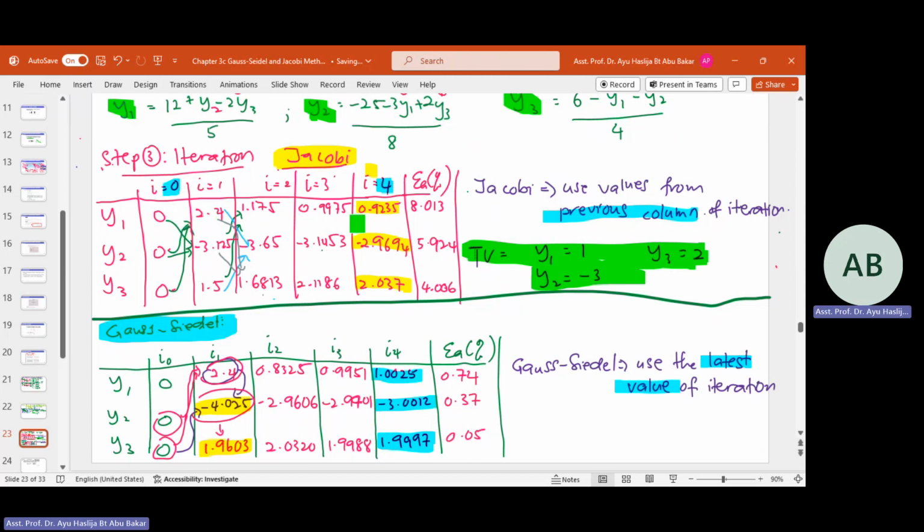Okay, Jacobi y1 is 0.9, where the true value is 1. This one we compare at iteration number 4 only. Gauss-Seidel values are closer to the true value, because Gauss-Seidel uses the latest value. Okay.